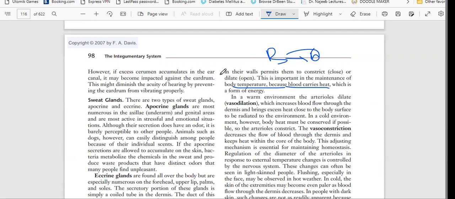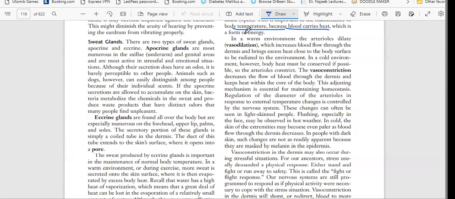So whenever they need, they will dilate. Whenever they need, they will constrict. Okay, this thing we have to remember. In the warm environment, if the environment is warm, what do our body arterioles do? Okay, they vasodilate, means their vessels. Vaso means vessels. Dilate means dilation. Okay, their vessels are dilated. Okay, then what happens if the vessels are dilated like this? Then the blood flow increases. Then the blood flow to the epidermis and dermis increases.